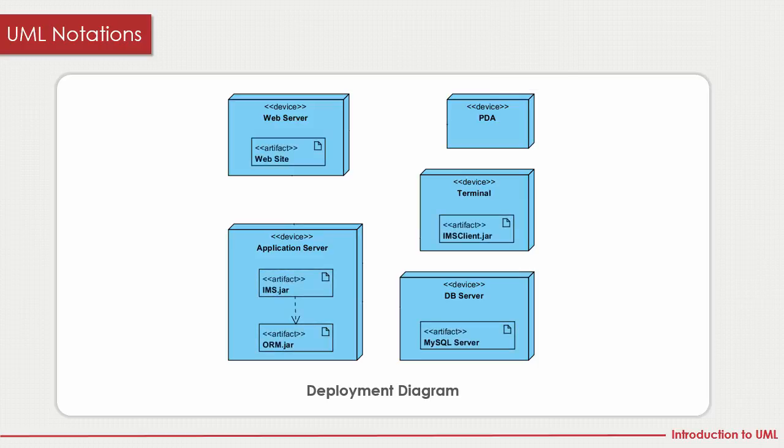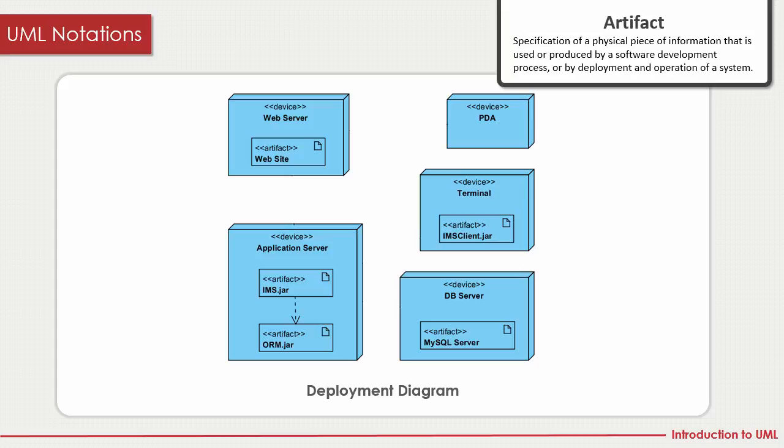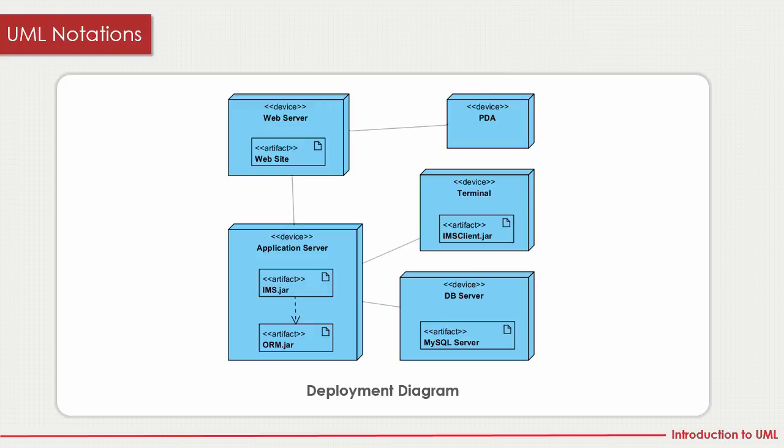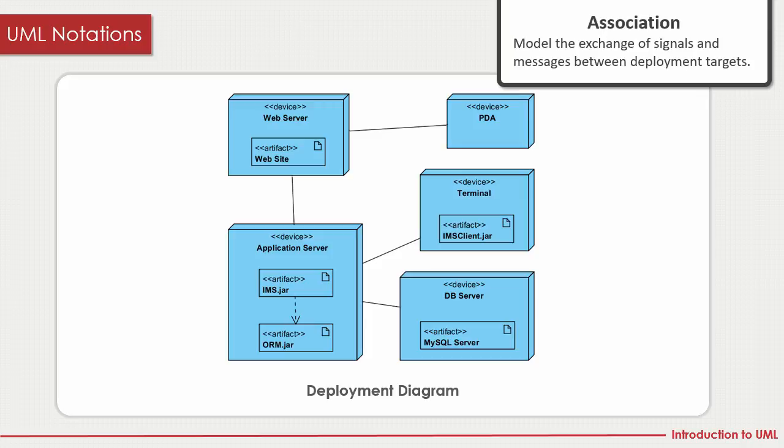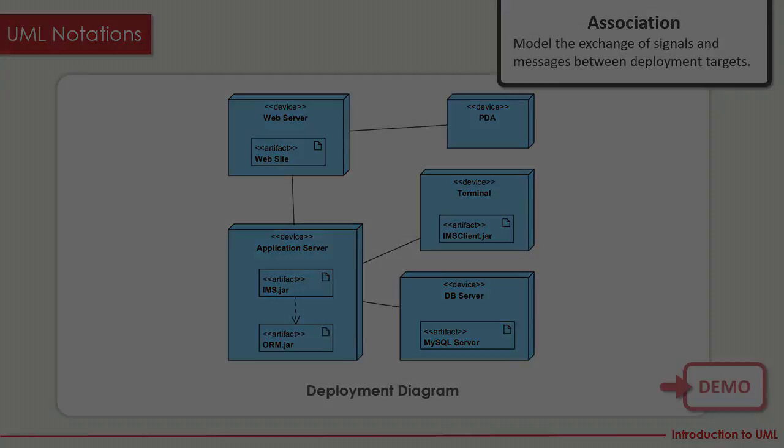on it. And inside the node, we will put the artifact. Artifact is a kind of software or a kind of process that you can deploy to the node. And associations show the exchange of signals between certain nodes. Not all the nodes need to connect to each other, and association defines who can talk to which other node. Let's take a look at the deployment diagram.